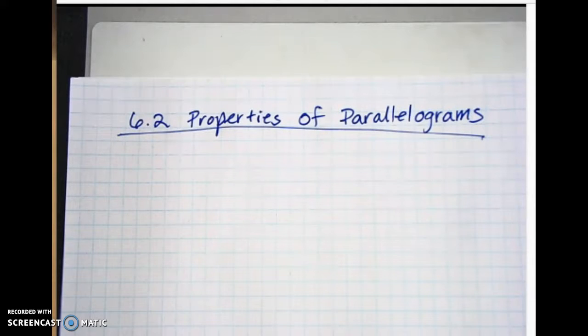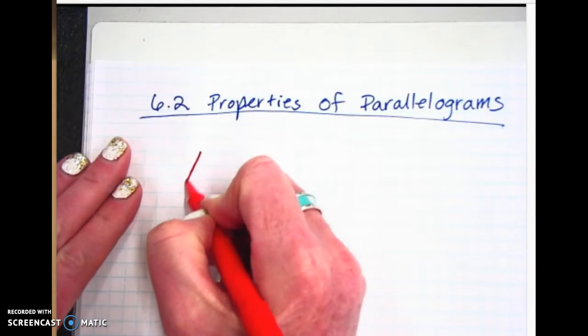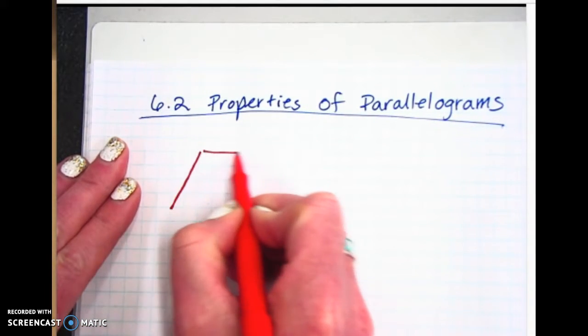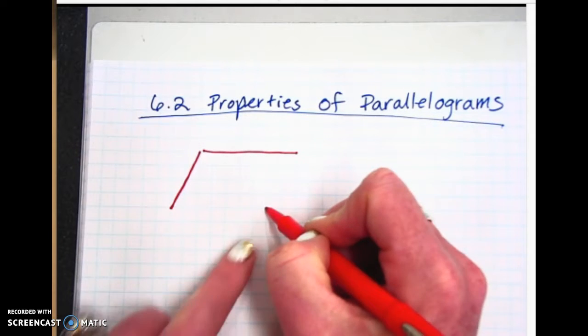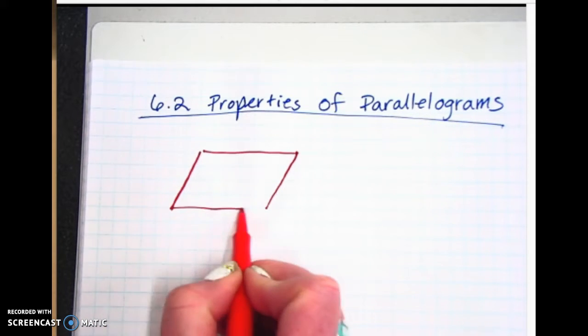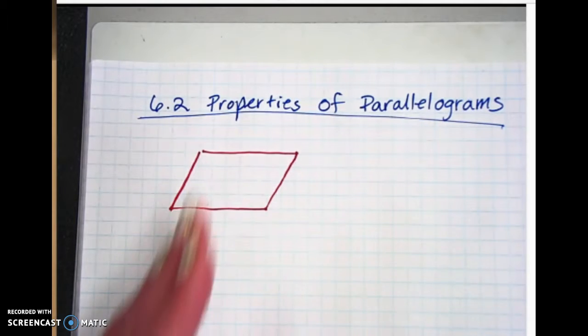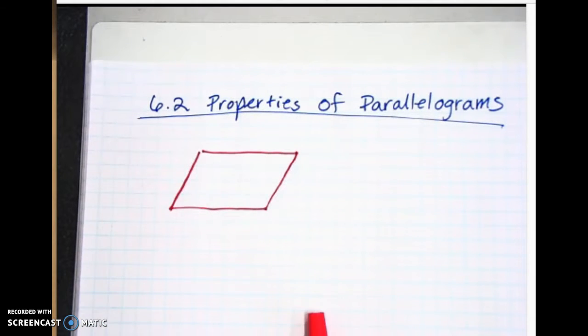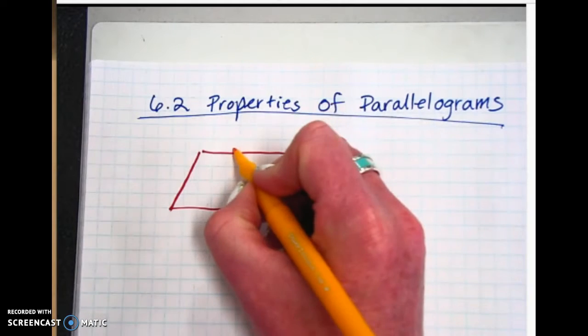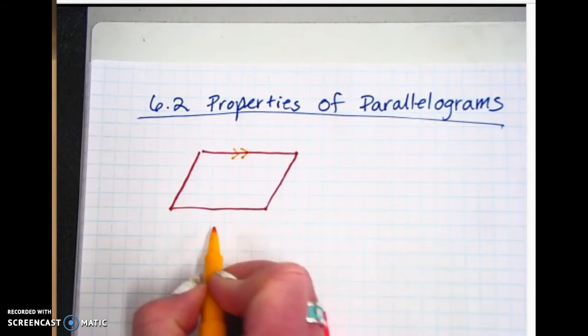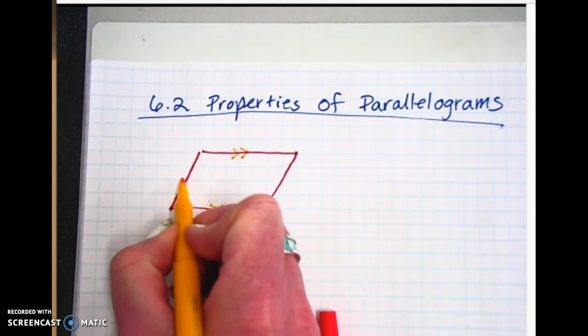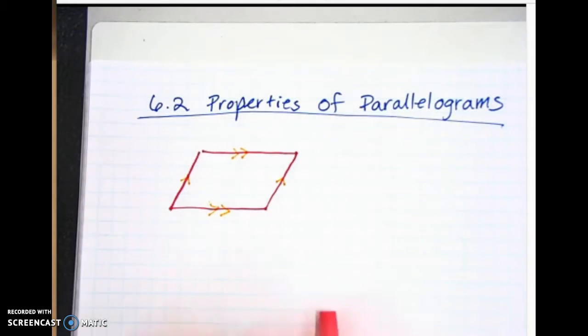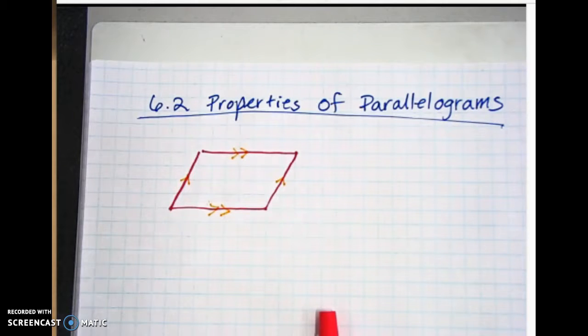So section 6.2 is called Properties of Parallelograms, and the word parallelogram has the word what in it? Parallel. So a parallelogram is going to have two pairs of parallel sides. It's going to look something like this, where the top and the bottom are parallel, so I'm going to put those little caret thingies on it. And the left and the right are parallel, so I'm going to put a single caret on each side. Okay.